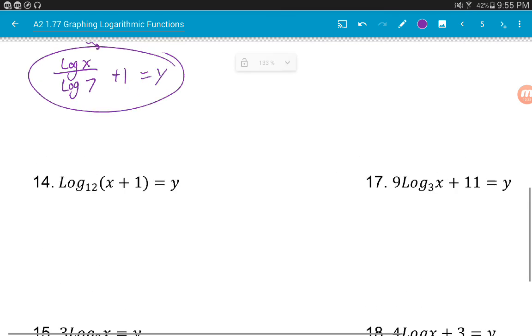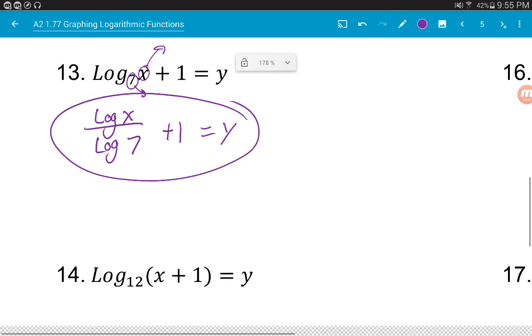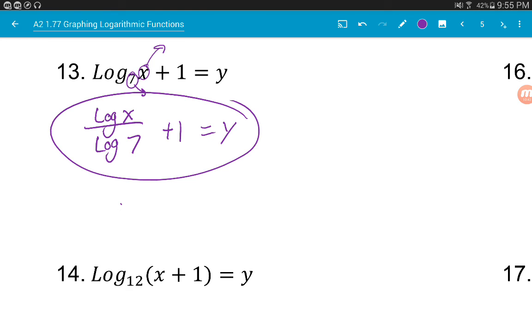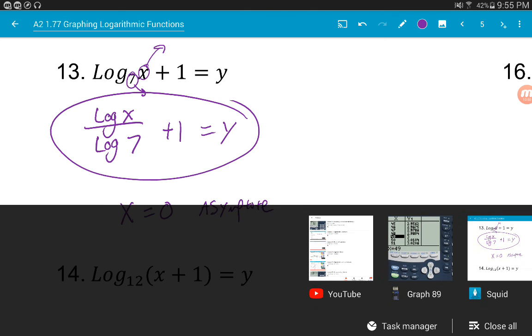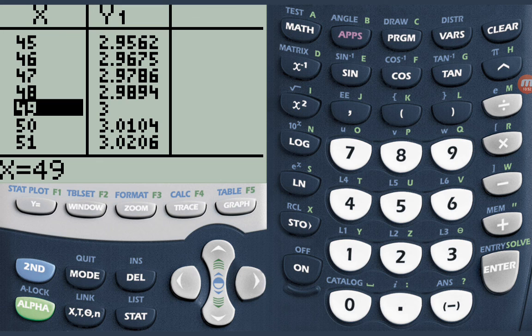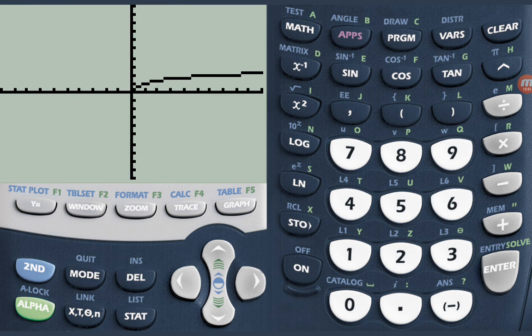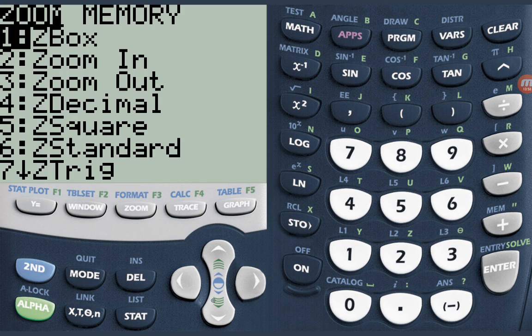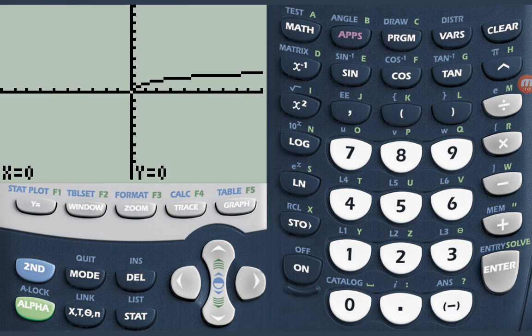And I also asked you to find the asymptotes of these. A regular log function always has an asymptote of x equals 0. I can even see it on my graph if I wanted to. Take a look. Does it appear to cross the x-axis? Let me hit zoom. Go to zoom in. I'll zoom in near the origin. Okay. Looks like it touches it.